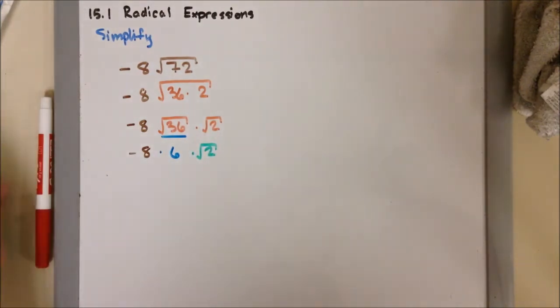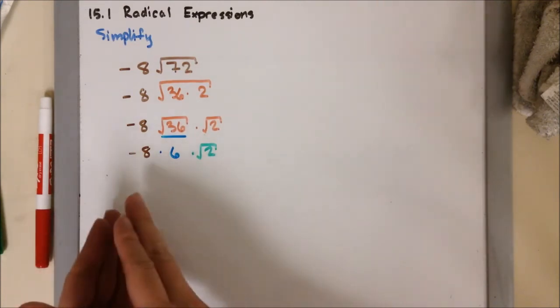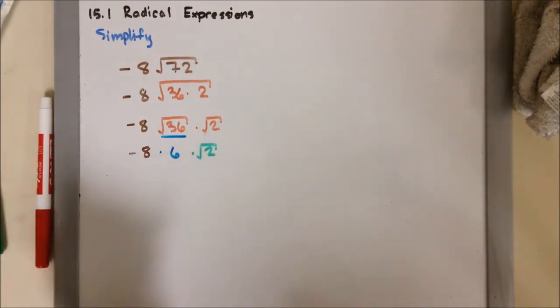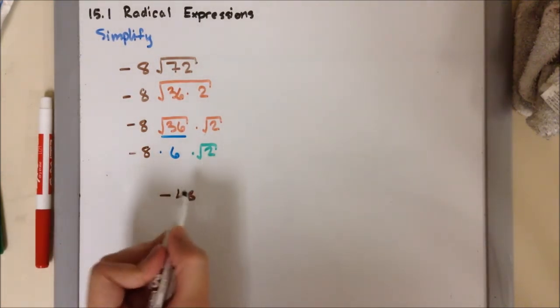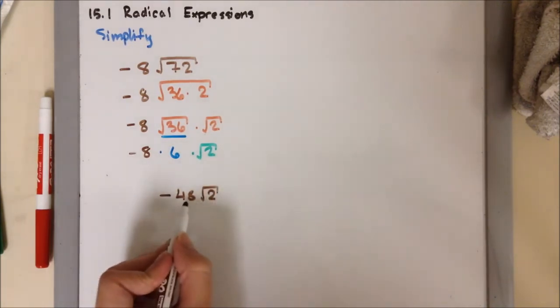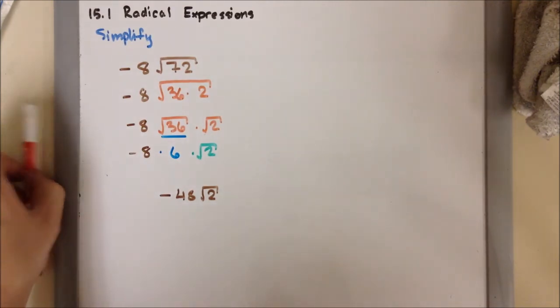So now, we have the 6 that's outside the radical, and it's multiplying with the negative 8. So we're going to do negative 8 times 6, which is negative 48. And then it's multiplying to the square root of 2, so it's going to be negative 48 square root of 2. And that will be our final answer.